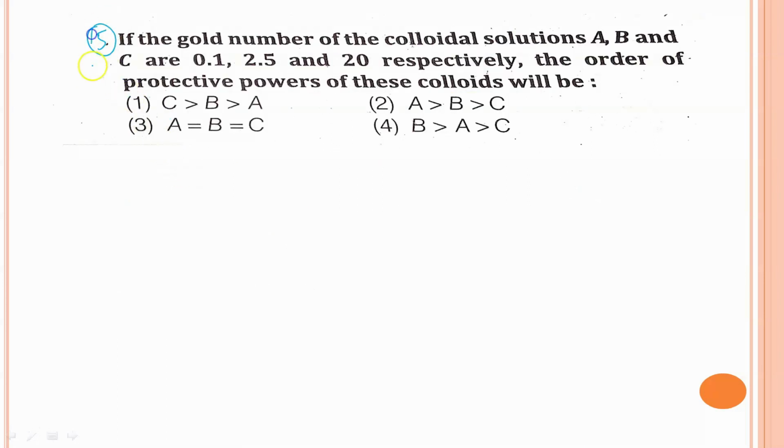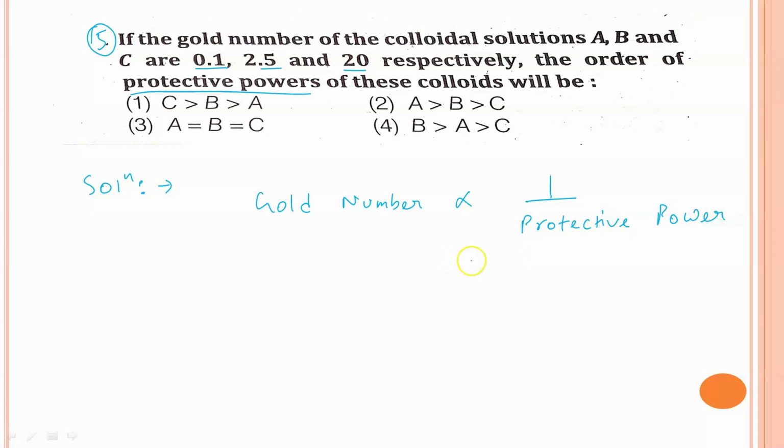Question number 5. This question says that if the gold number of the colloidal solutions A, B and C are given as 0.1, 2.5 and 20, then it is asking the order of protective powers of these colloids. Here, gold number is defined for protective colloids and gold number is inversely proportional to protective power. So we can say that higher the gold number means lower will be the protective power.